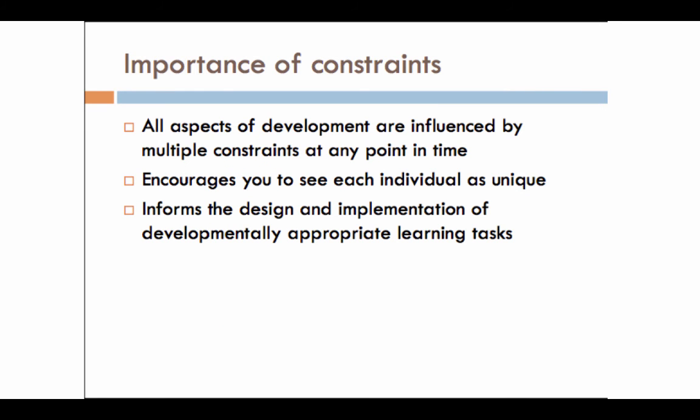So constraints are very important because all aspects of development are influenced by multiple constraints at any point in time. And by looking at a motor skill from the constraints perspective, you're encouraged to see each individual as unique. And it helps inform the design and implementation of developmentally appropriate learning tasks.